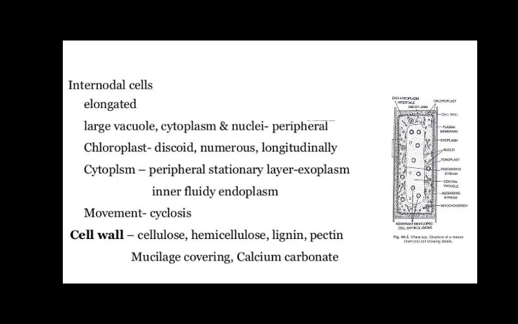Cytoplasm is peripheral, stationary, with an outer ectoplasm and an inner endoplasm, and cytoplasmic movement or cyclosis is shown by certain Chara species. Coming to the cell wall, since it is a chlorophycean member, just like plant cells, a cellulosic cell wall with hemicellulose, lignin, pectin, etc. is present. But what makes a difference is the presence of calcium carbonate crystals encrusted over the cell wall.